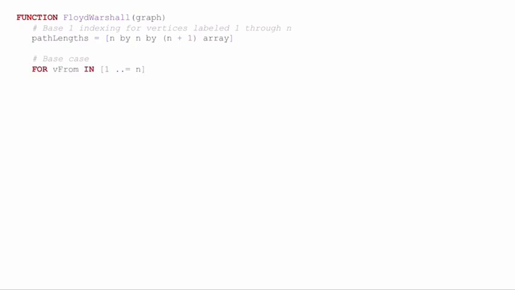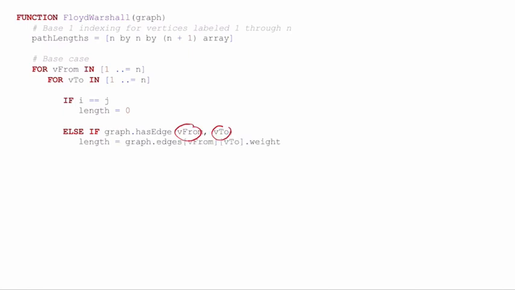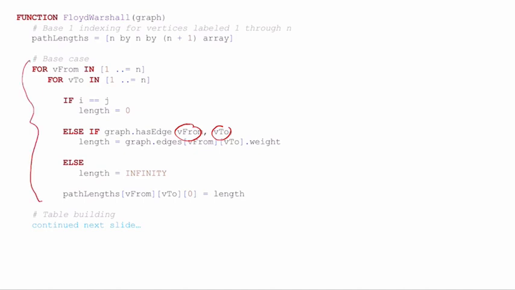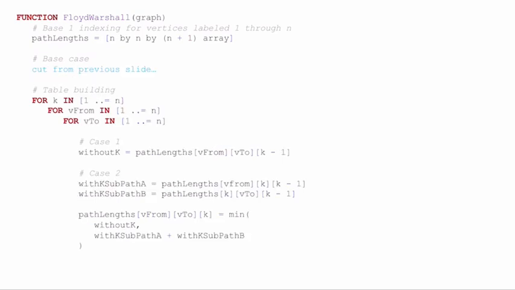Okay, well the next case is to fill in our base case, so we're going to loop over all from vertices and look at all two vertices, and if it's the same vertex, we just pass in a length of 0. If there's a direct edge going from v from to v2, we just pluck out that edge weight. Otherwise, the length of that path is infinity. So there are our three cases we enumerated on the previous slide, and here's what it looks like in terms of code. Okay, and then we have to build the table next. So we'll continue that on the next slide. On the next slide, just so everything fits, I'm going to collapse this all down, and we'll start building the table from here.